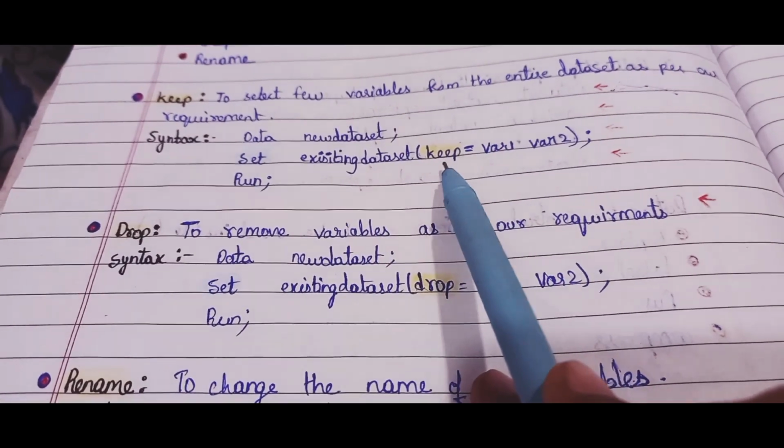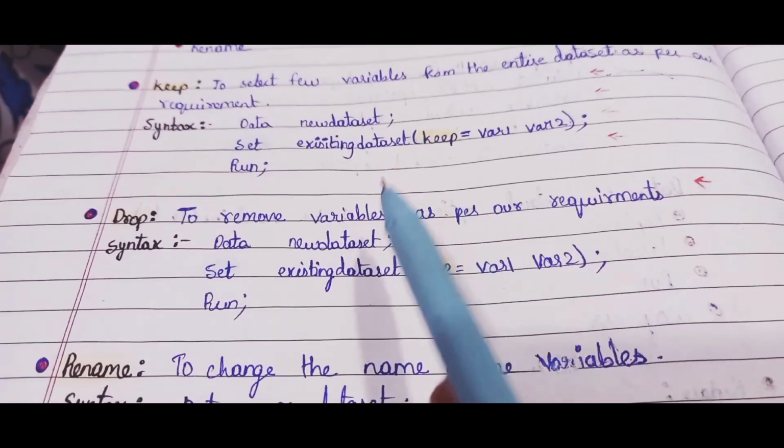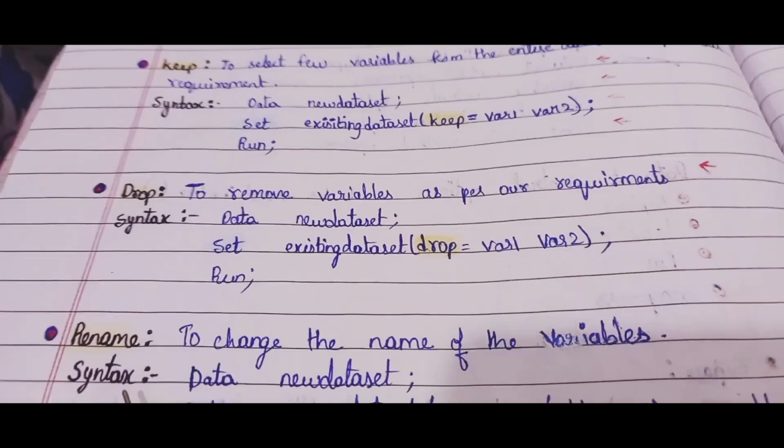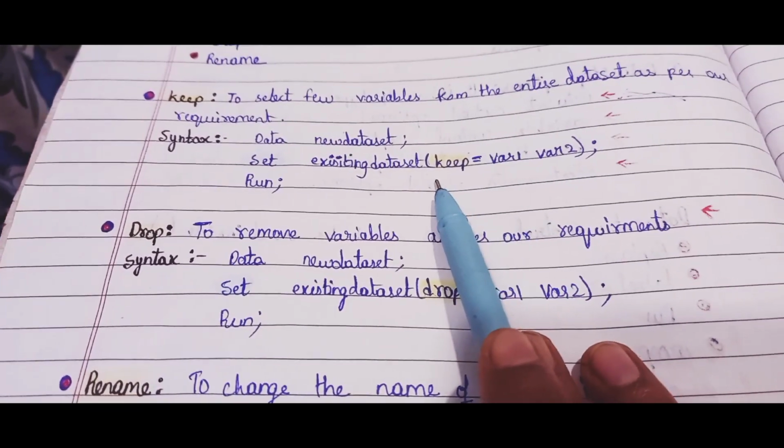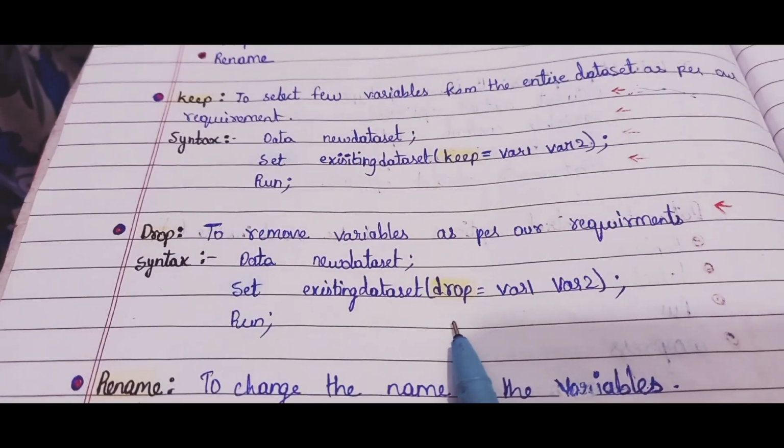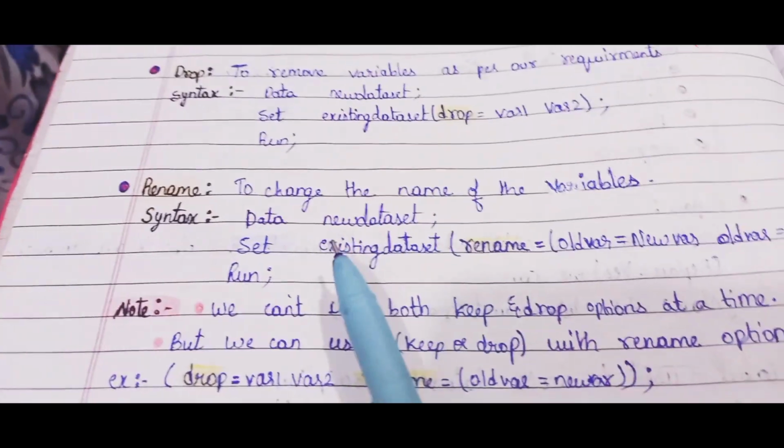Okay, so instead of keep you have to write drop. Everything is same, syntax is same, but if you want variables you will write keep option. If you don't want, you will write drop. Clear? So next is rename.